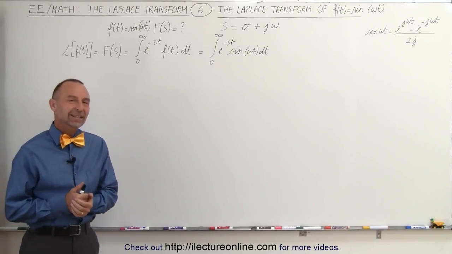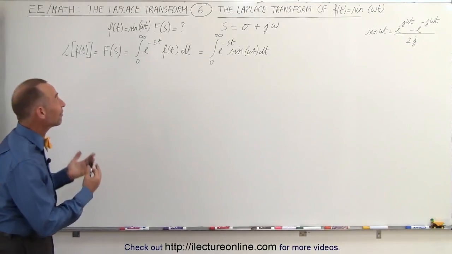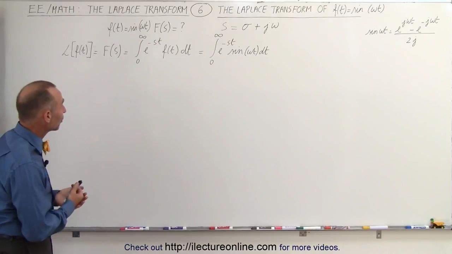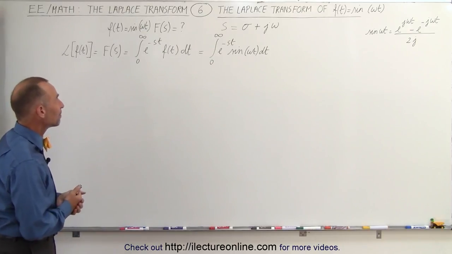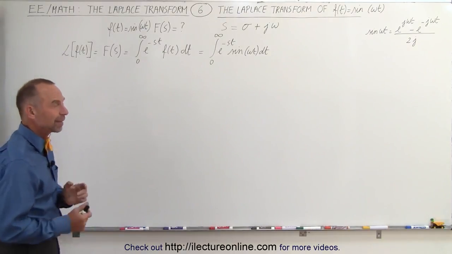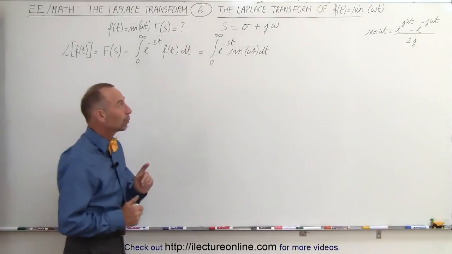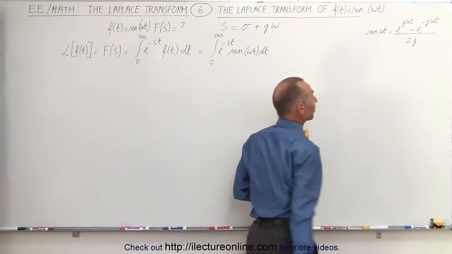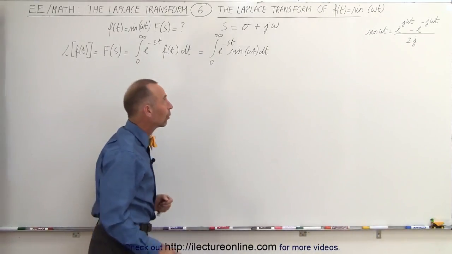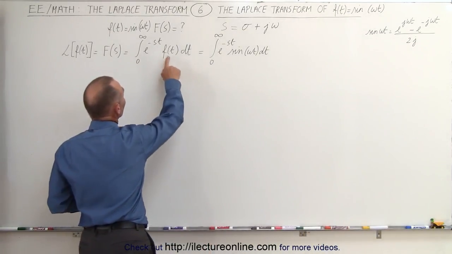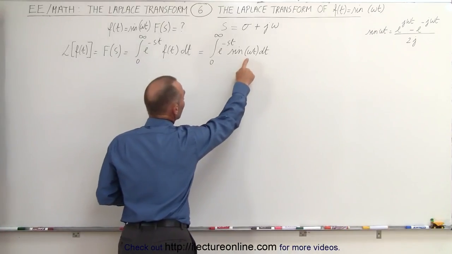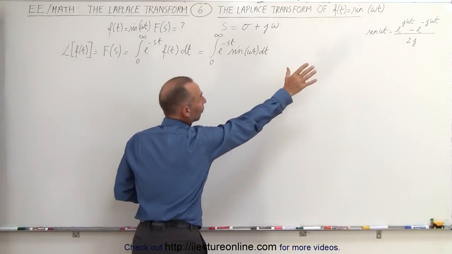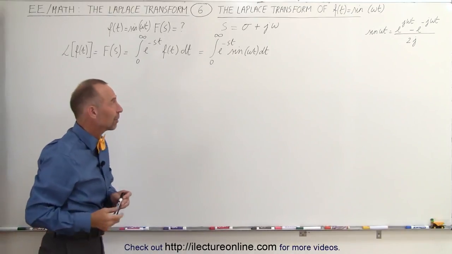Welcome to iLecture Online. Our next challenge is going to be finding the Laplace transform of the sine of omega t. Here we're going to use a different method than we did in the previous video. We're going to remember that we can write the sine of omega t in terms of an exponential form like that. So when we replace the function f of t by the sine of omega t, we're now going to replace it with its exponential form.